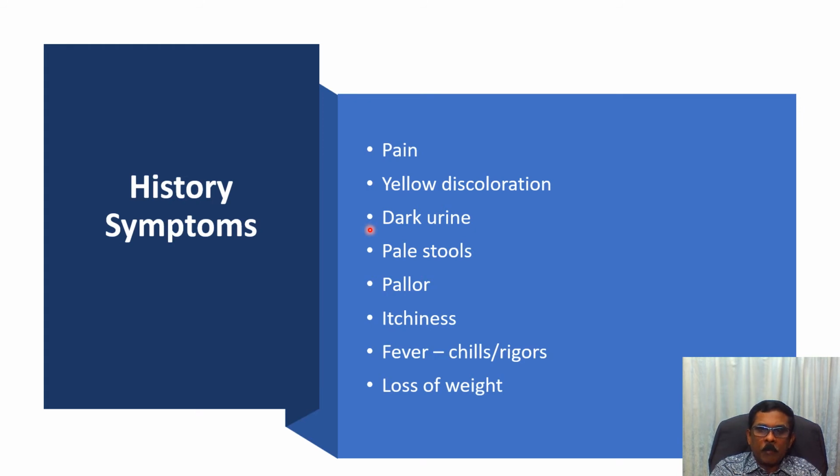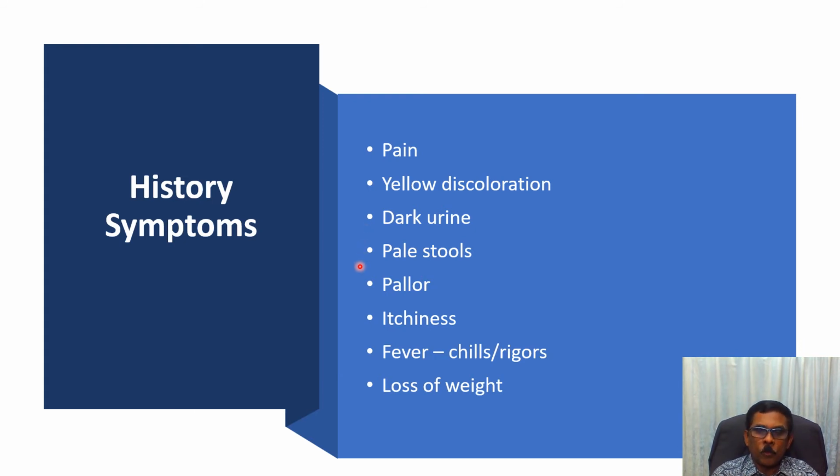Patient also complains of dark urine, which is very important to ask the patient about. How long has it been occurring? Has it been progressive? Is it due to dehydration? You must make sure that it's not due to dehydration. Okay, it is really hemoglobinuria.